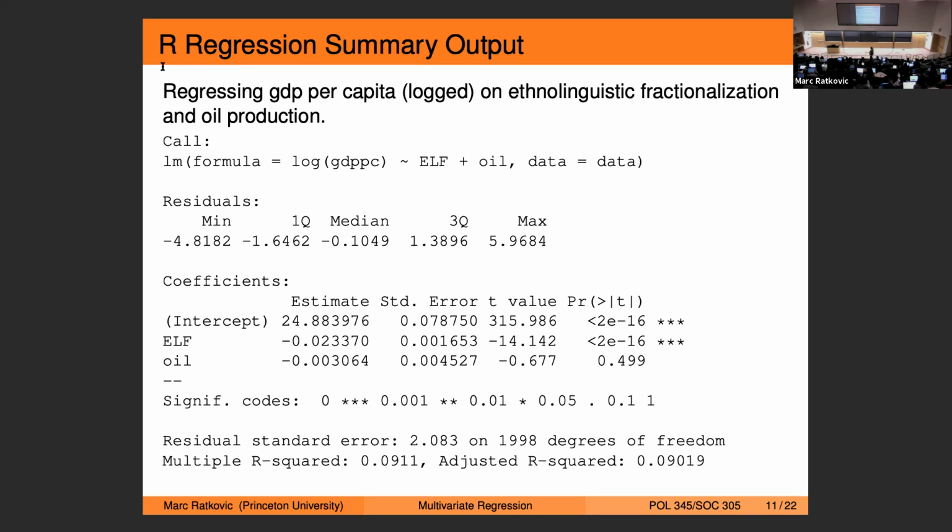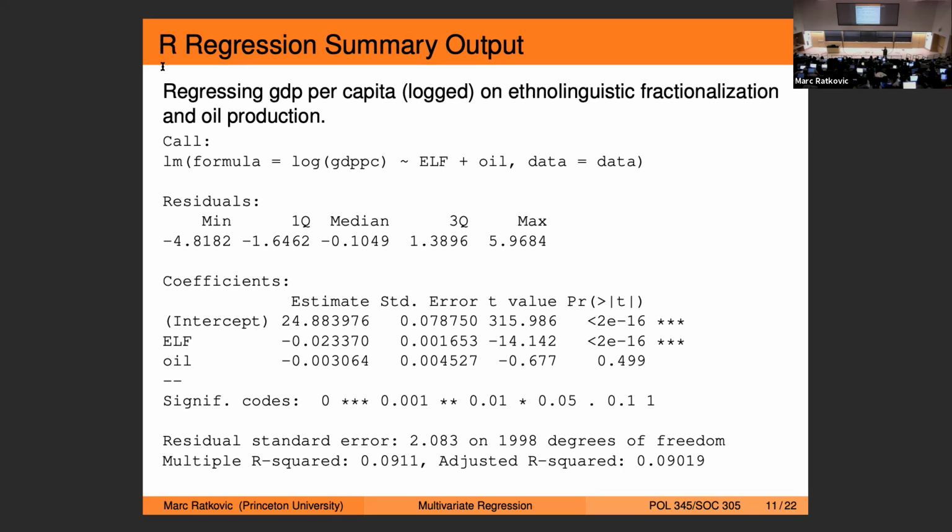Okay, so let's look at these results where we regress log GDP per capita on ELF and oil production. What this is telling us is, let's go through these one at a time. The intercept, is the intercept interesting? Perhaps. If there's a country that has no ethno-linguistic fractionalization, so it's perfectly homogeneous and everybody speaks the same language and everybody's the same ethnicity. I can't think of a country like that, but at least it's an interesting hypothetical.